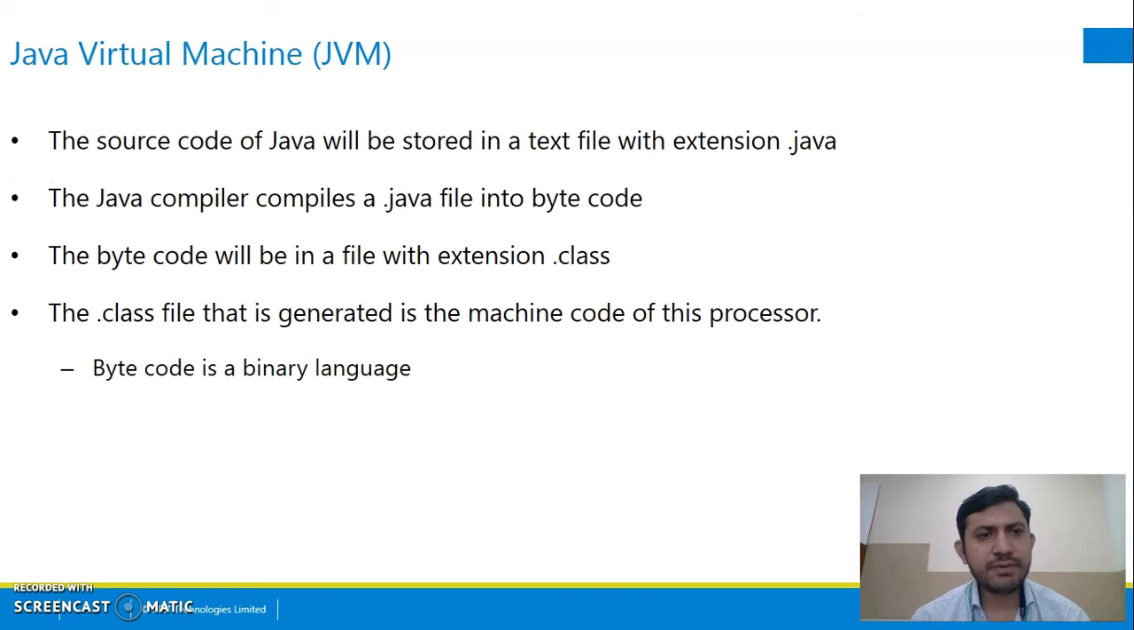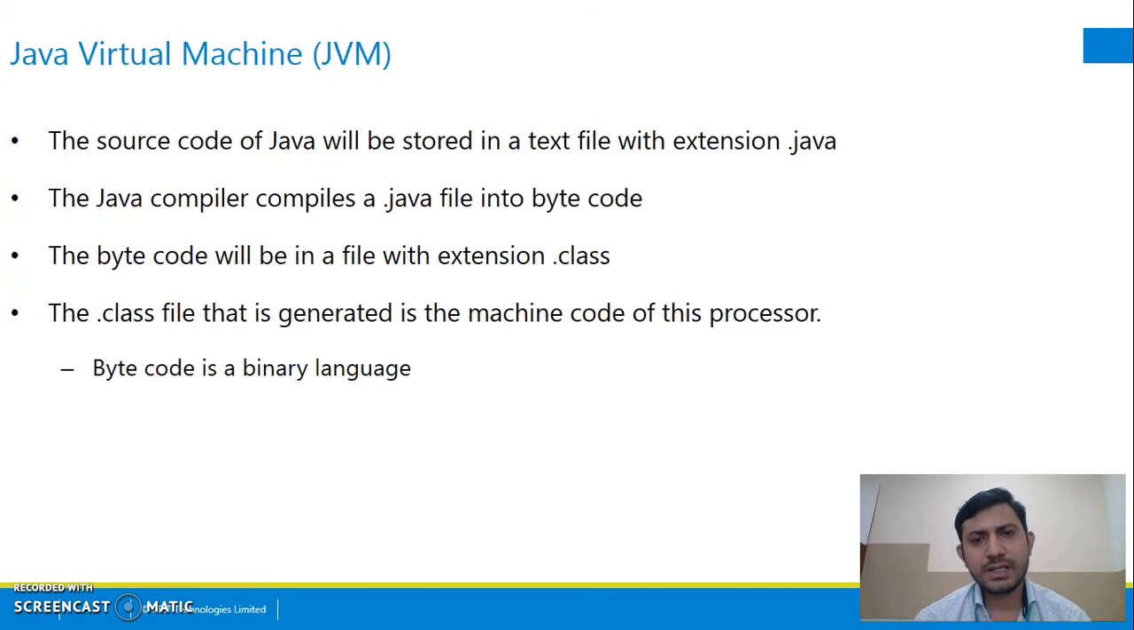So what is JVM? It is a virtual machine which is used in order to execute the code. So first of all, the source code of Java will be stored in a text file with an extension .java. Then Java compiler will compile this .java file into a bytecode. That bytecode is not the machine code. It looks like a machine code, but it is not.